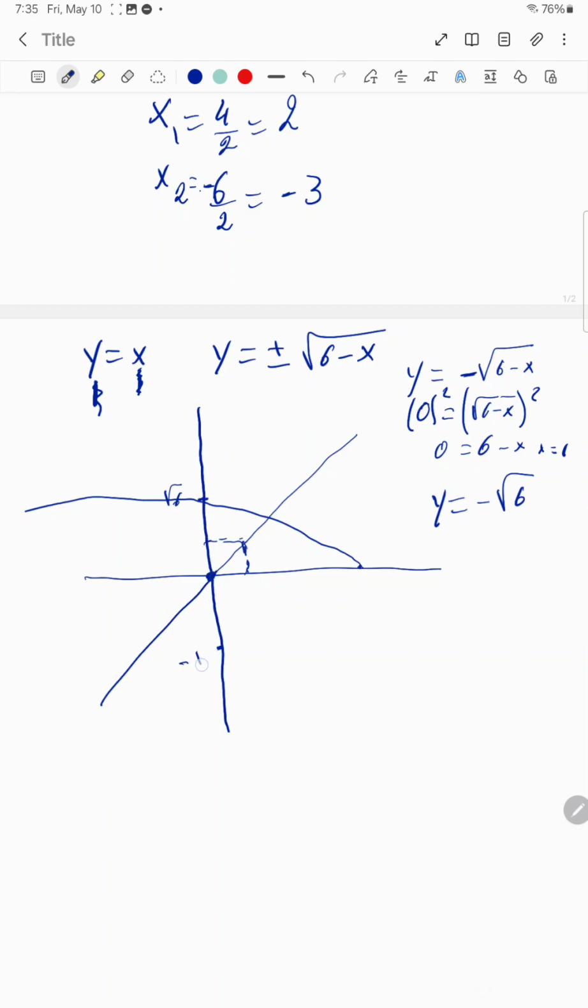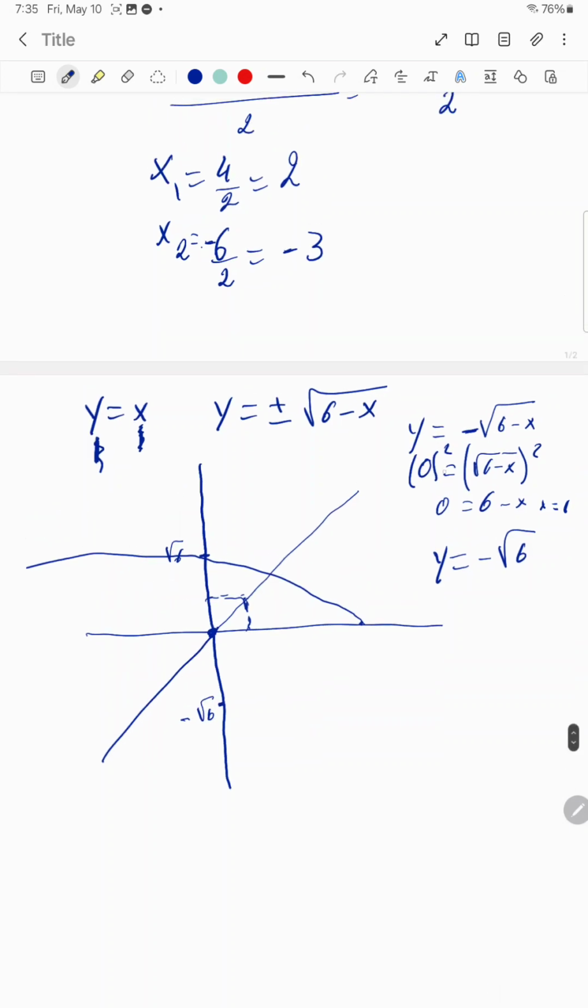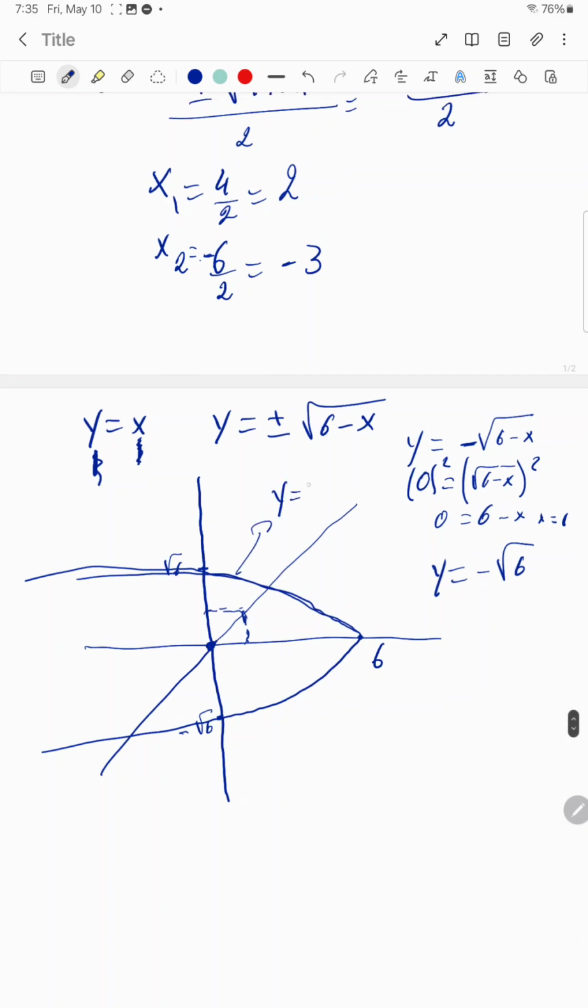So let's say this is minus square root of 6. And for y equal to 0, minus square root is the same thing. So this is my 6 here. It will be something like that, my function. Okay. So this part is y equals square root of 6 minus x. And this part is y equals minus square root of 6 minus x.